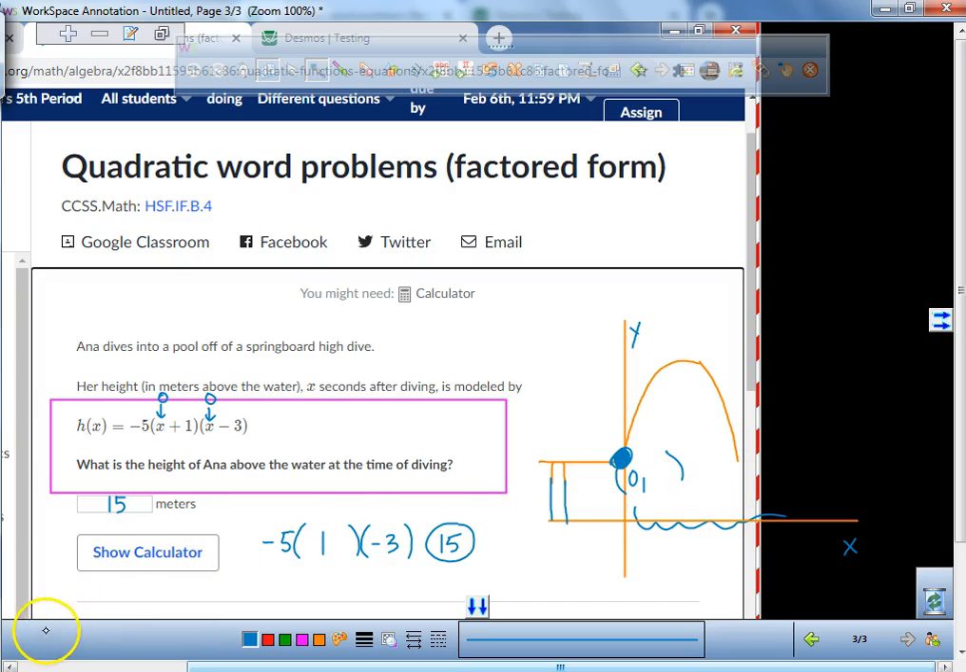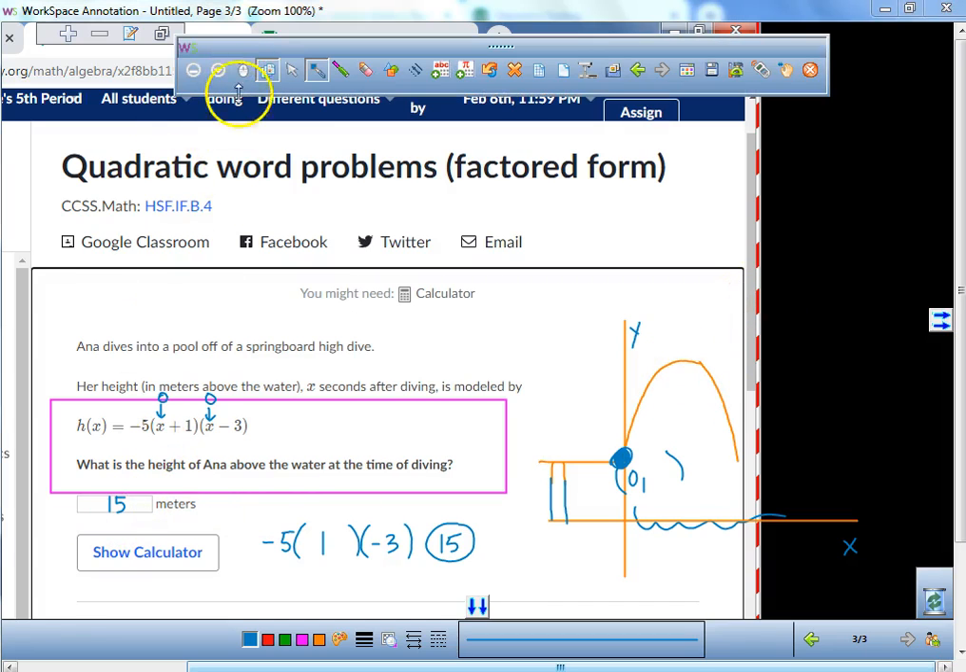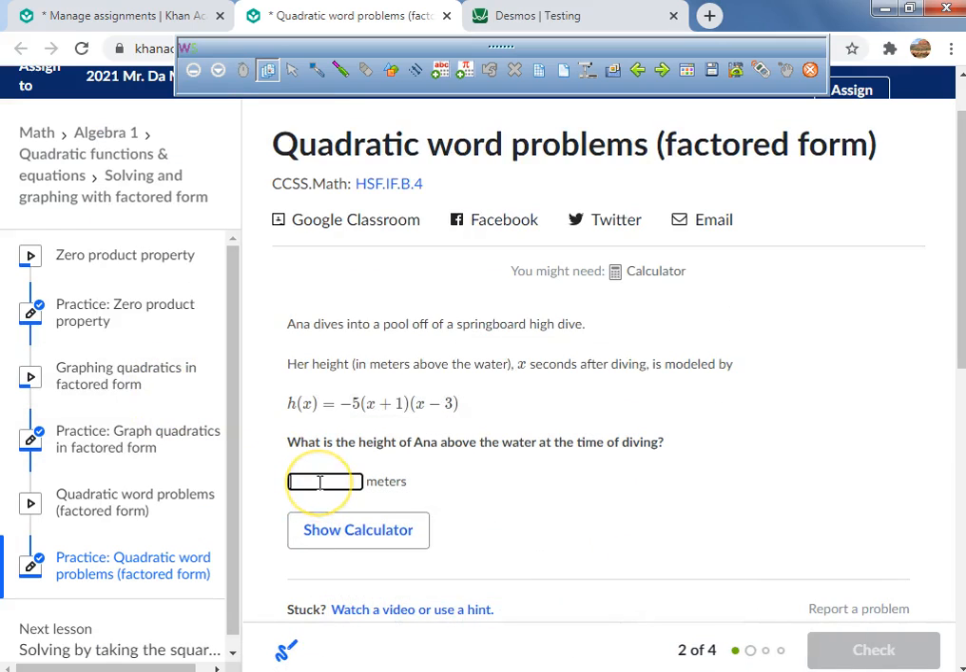All right. We weren't trying to find the maximum height. We were just trying to find the y-intercept. So I'm just going to type 15 so you guys know I'm not lying to you. There we go.